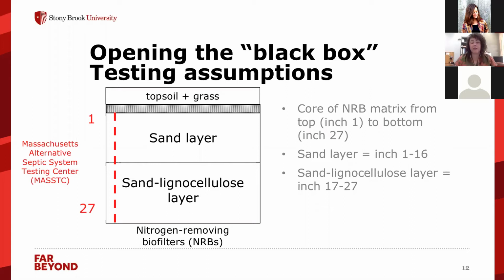And Dr. Xinwei Mao helped to collect these samples by sticking a small tube into that hole, into the system itself. And so we're able to get a sample for about every inch. And right at inch 17, we were able to see some wood chips. So we know we had hit that sand lignocellulose layer. Okay, well now we have all these samples, but how do we open that black box?